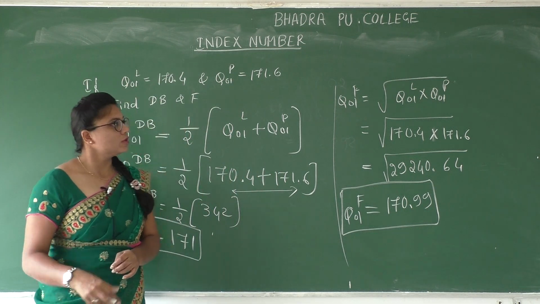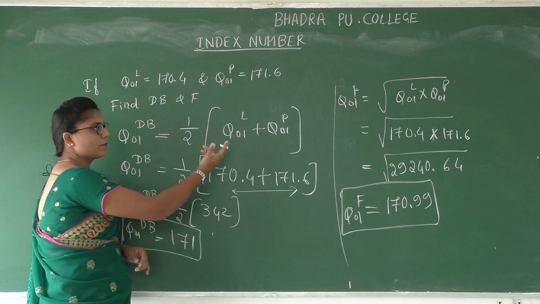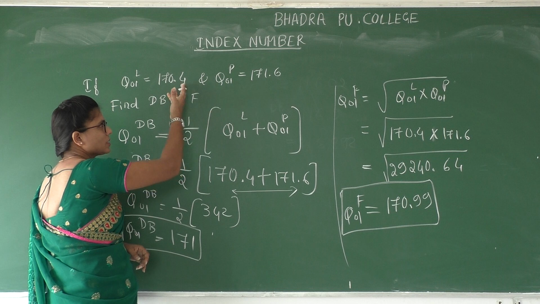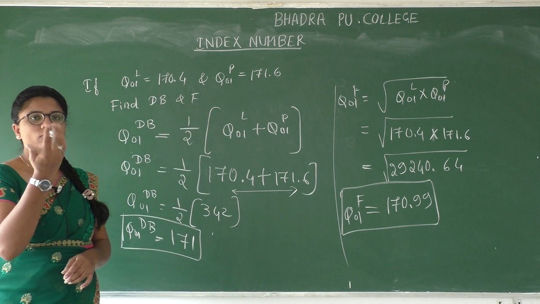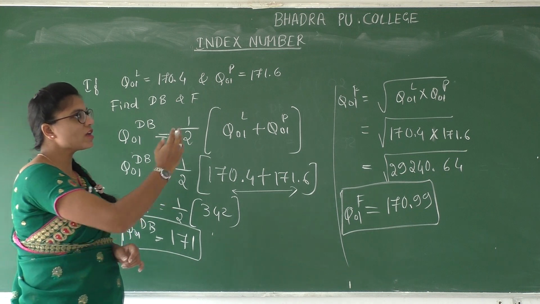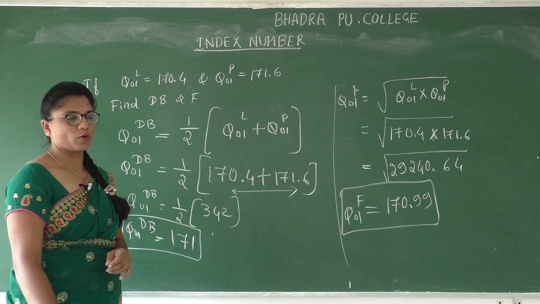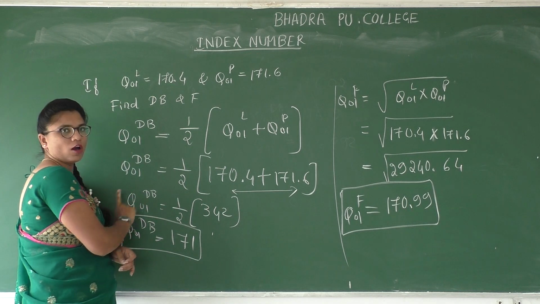Very simple. So, we have the formulas half into Q01L plus Q01P. So, you will be having values in the question, substitute the values in the formula, you will get the answer. Okay. In the same way, Fisher's also. So, this is a 2 marks problem. So, for 2 marks you will get either Darbish-Bowley or Fisher's.